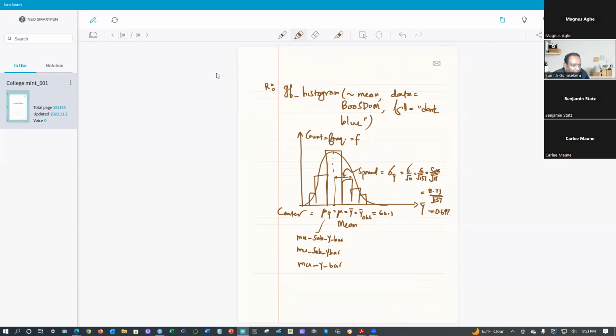So the observed sample standard deviation is 8.73. Mean is 60.1. Now I have a question. I want to know how likely we would randomly draw a sample of the same size, 157, with a mean more than 61. I need to answer this question.